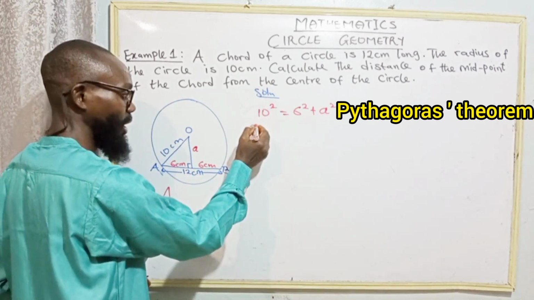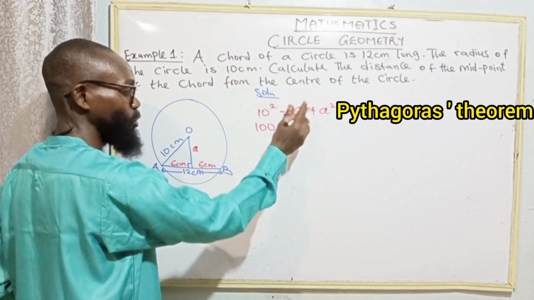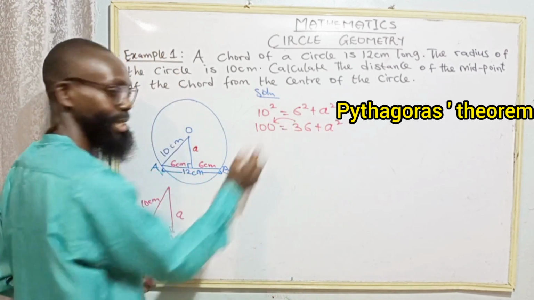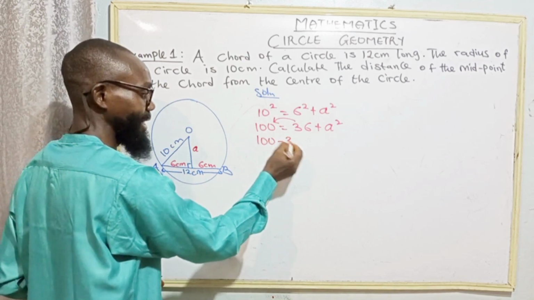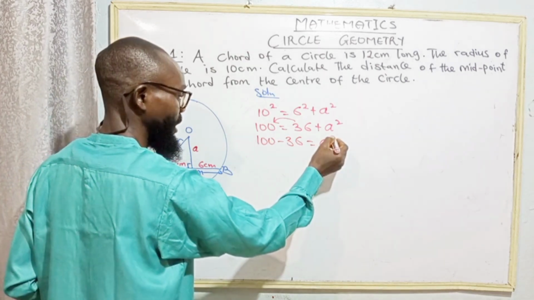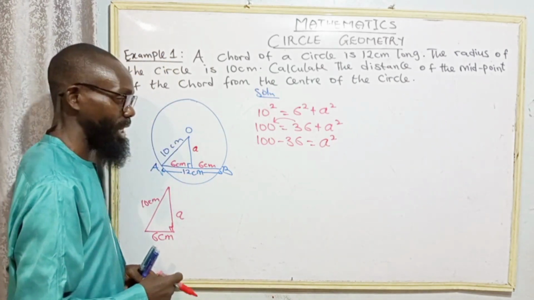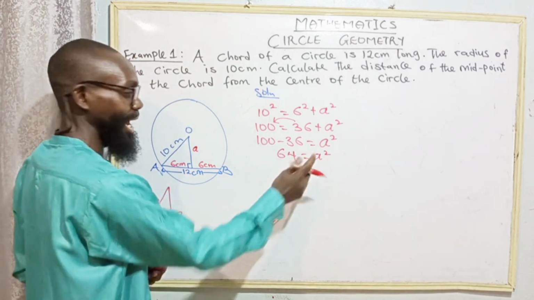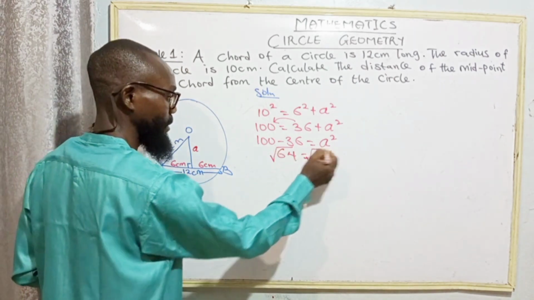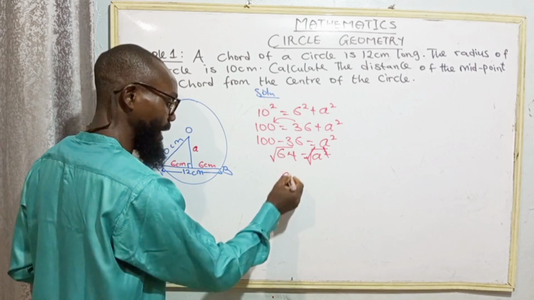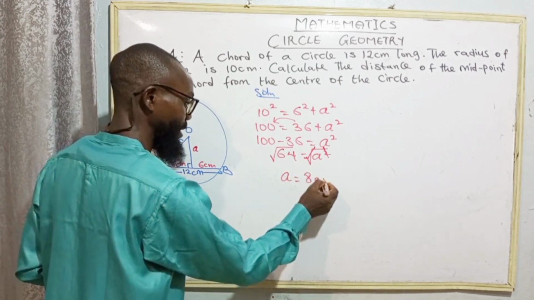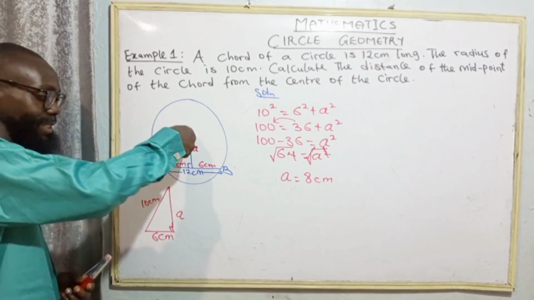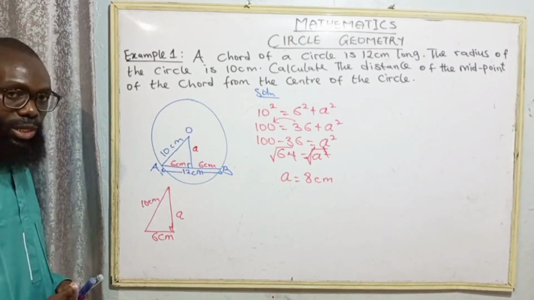10 squared means 100, that's 10 times 10. So 6 squared means 36, plus a squared. Fine. Let me take this one here. 100 minus 36 is equal to a squared. 64 equals a squared. I need my a, so I have to find the square root of both sides. Square cancels square root. So a equals 8 centimeters. So that is the value of the distance from the midpoint that cuts the chord.